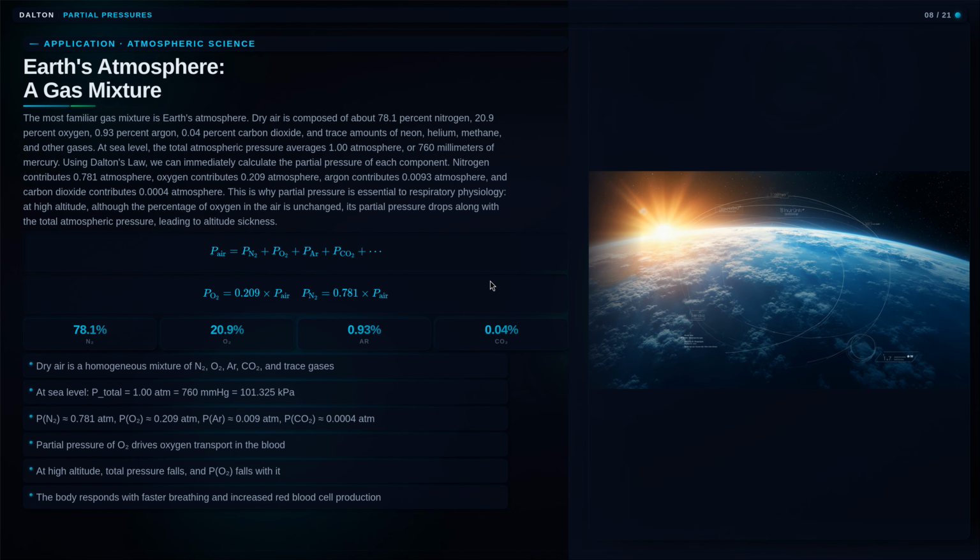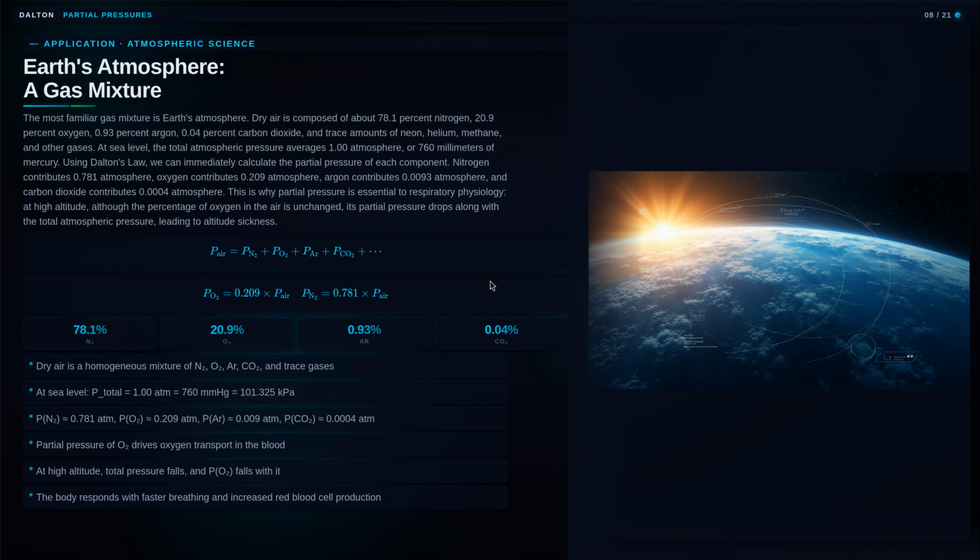Dry air is composed of about 78.1% nitrogen, 20.9% oxygen, 0.93% argon, 0.04% carbon dioxide, and trace amounts of neon, helium, methane, and other gases. At sea level, the total atmospheric pressure averages 1.00 atmosphere, or 760 millimeters of mercury. Using Dalton's law, we can immediately calculate the partial pressure of each component.